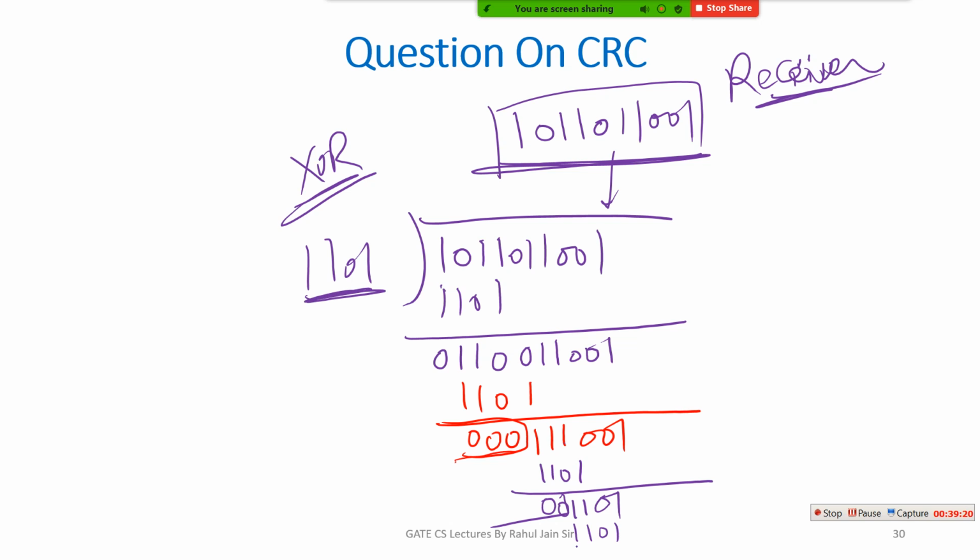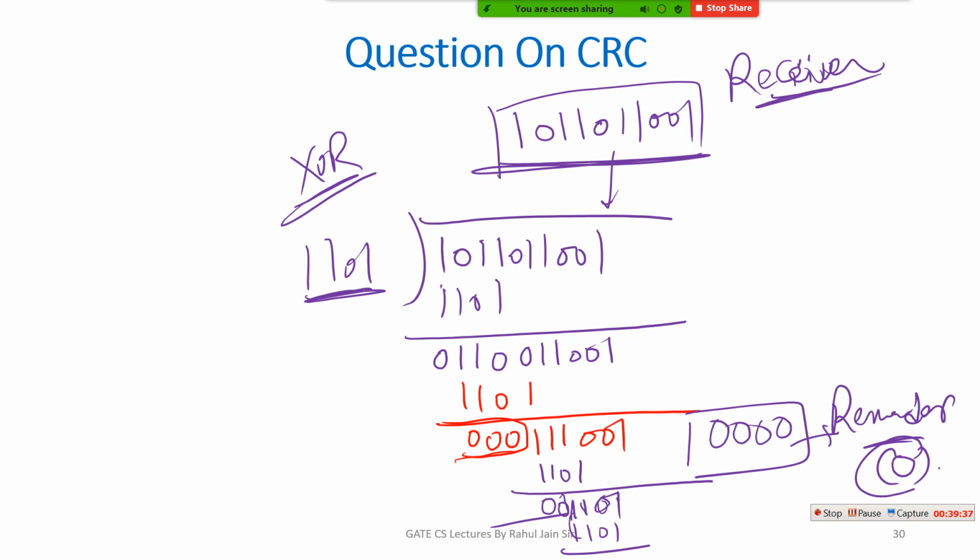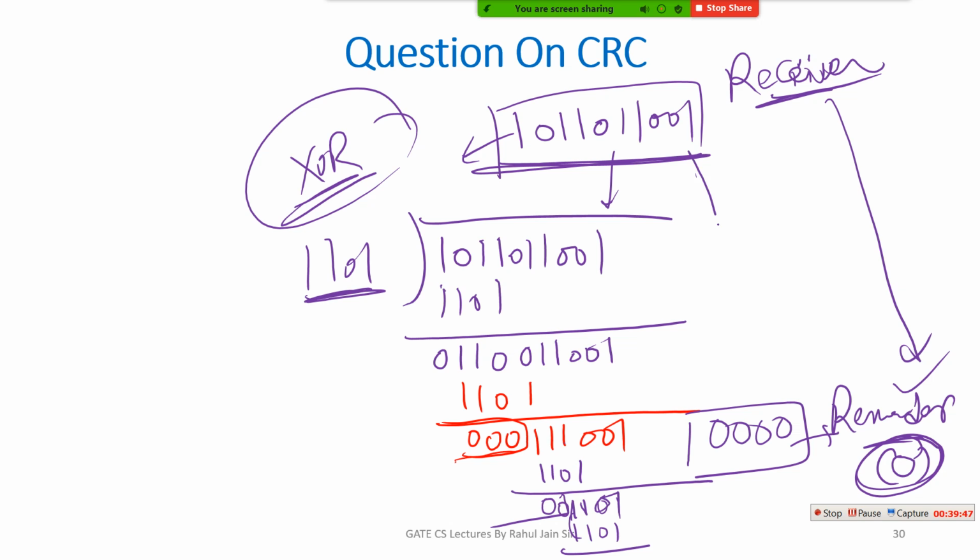So what do I get? Remainder. I get remainder 0. So on the receiver side, by applying the XOR operation to the received data, if I get remainder 0, it proves that I don't have any error in my data. Why? Because I got remainder 0 by applying the XOR operation with the CRC generator. This is the CRC method, guys.